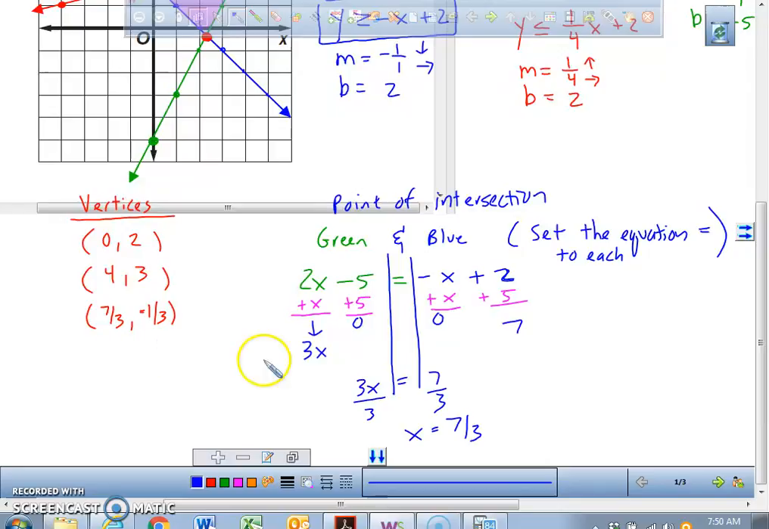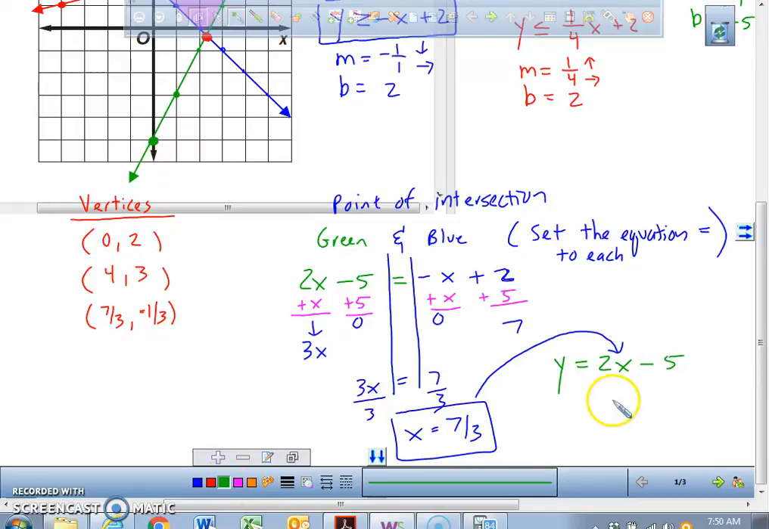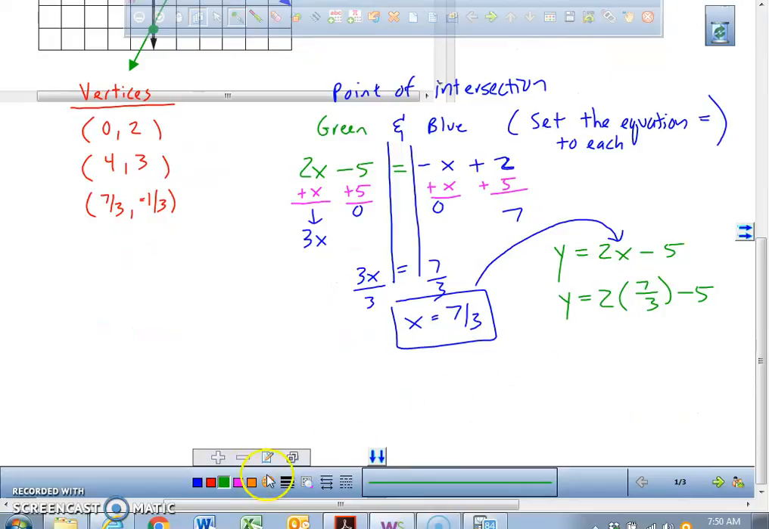Okay? Then what you could do is take this answer, and if one of your equations, everybody, is y equals 2x minus 5, you could take that 7/3 and simply plug it in for the x. So once you solve for one, now we're going to solve for the other. y equals 2 times 7/3 minus 5. You get y equals 14/3 minus, now I'm going to change this into thirds, everybody. A 5 changed into thirds is going to be 15 over 3.